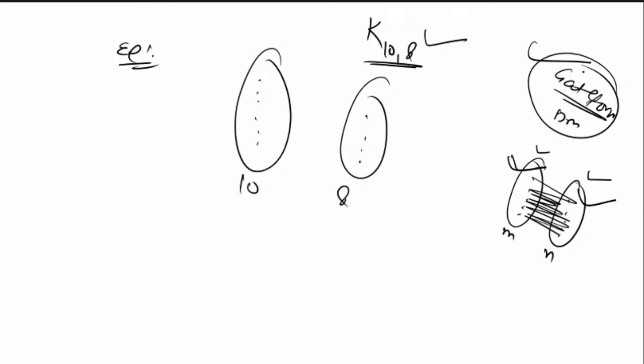Okay, now let's see this question. You have a complete bipartite graph, then what will be the maximum independent set? Tell me, what is the independence number? Basically, what will be the independence number?